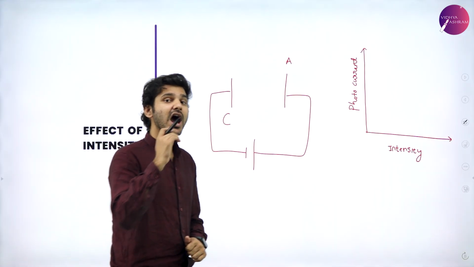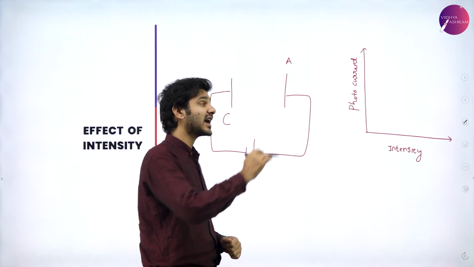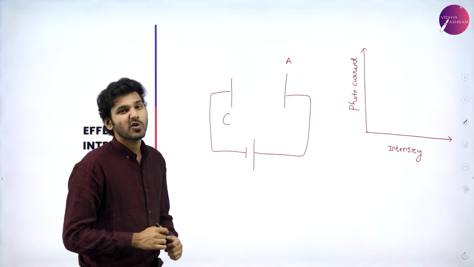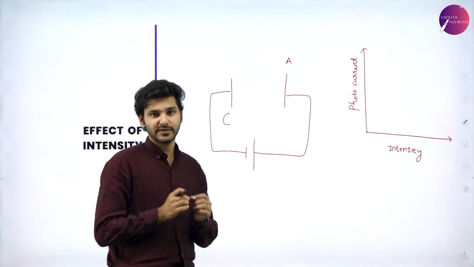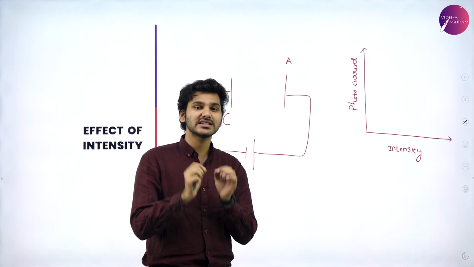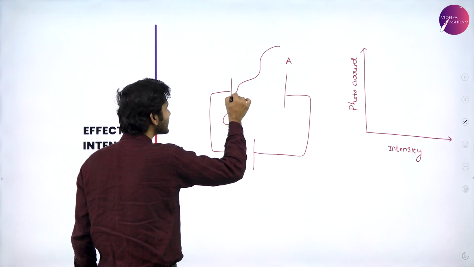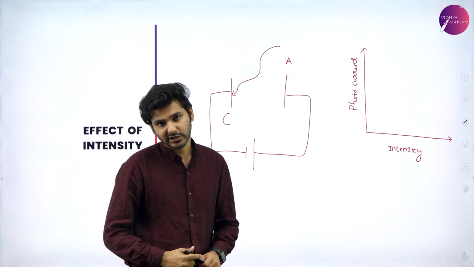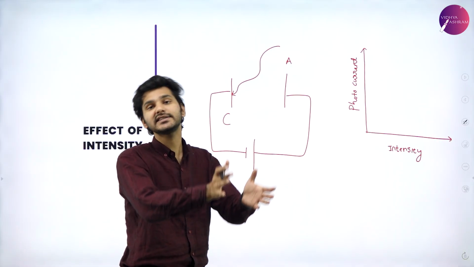Now, if I increase the intensity of the radiation that is being driven into this particular emitter plate, what will happen to the photocurrent? That is what we are going to see today: the effect of intensity on the photocurrent. Imagine that instead of one ray incident on this metal surface, I send 100. That is, I am increasing the intensity.